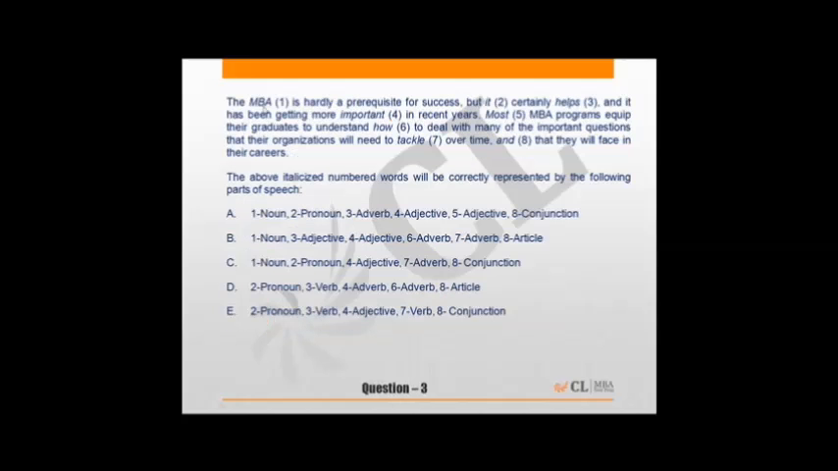The question here is based on identifying the right part of speech. Now the first word is the MBA. So option A mentions what one is. One is a noun. D and E do not mention this.